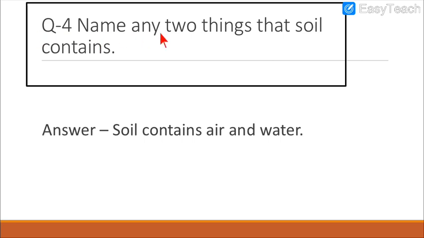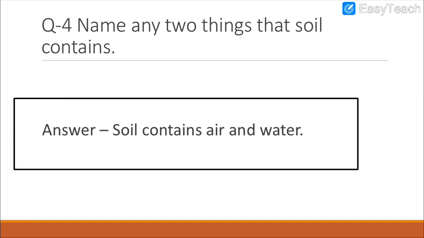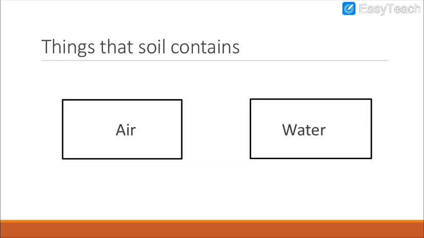Question 4. Name any two things that soil contains. Now again, this is a kind of two word answer, but we have to answer in a sentence as this is a question answer. Okay, so the answer is soil contains air and water, as simple as that. We have already seen this in two words.